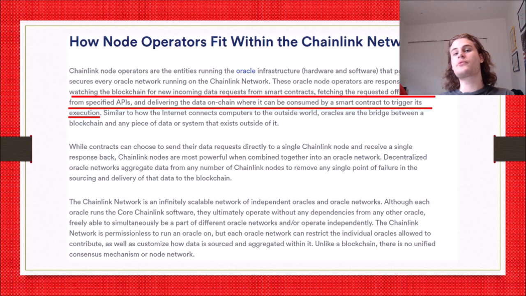So all a node operator is doing is helping us bring our real-world data on-chain. Of course, many of you know that this is the primary purpose of Chainlink. The primary purpose is data delivery, and then we have a whole bunch of secondary purposes such as cross-chain interoperability, proof of reserves, and all of that good stuff.